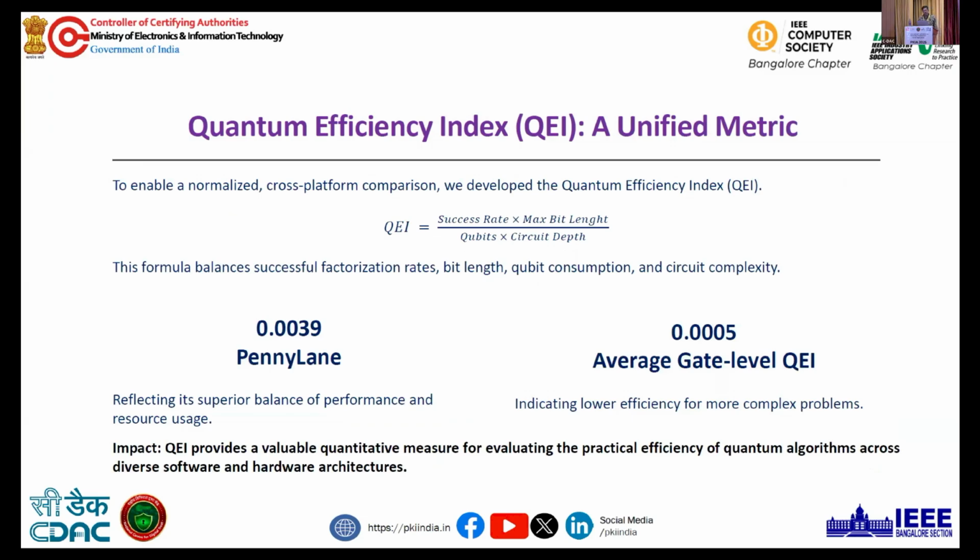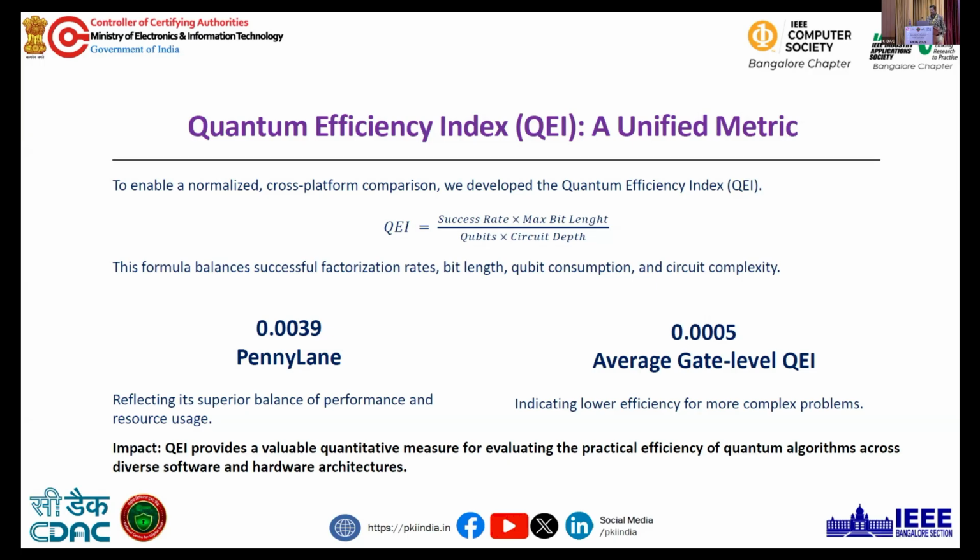These are the results for the QEI. We see PennyLane fares with a high of 0.0039, compared to the gate-level simulators, which average around 0.0005. This confirms that hybrid frameworks are more efficient for exploring Shor's algorithm at large scales, while gate-level tools lag behind, that is, IBM Qiskit as well as Google Cirq.